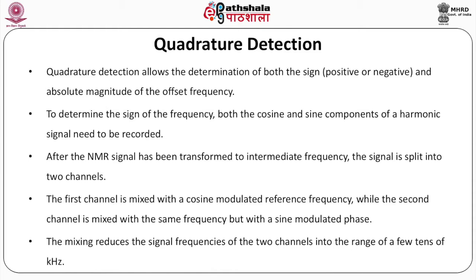After the NMR signal has been transformed to intermediate frequency, the signal is split into two channels. The first channel is mixed with a cosine modulated reference frequency, while the second channel is mixed with the same frequency but with a sine modulated phase. The mixing reduces the signal frequency of the two channels into the range of a few tens of kilohertz.